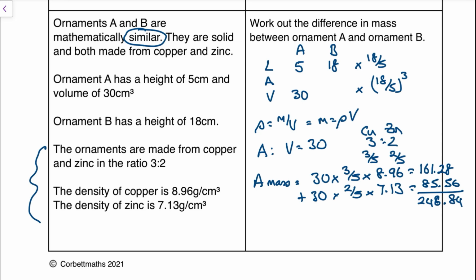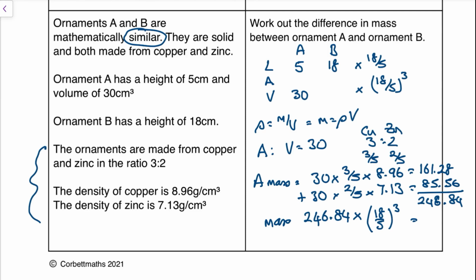246.84. Now, the thing that makes this question clever is, if you think about it, because I'm scaling up the volume, the mass is going to scale up by the same amount. So I can therefore say the mass of B is going to be 246.84 times by 18/5 cubed.